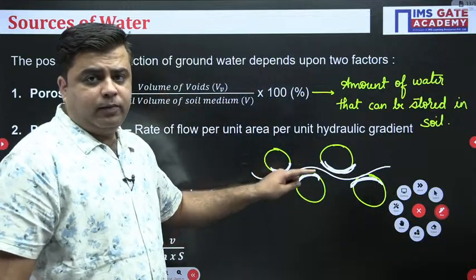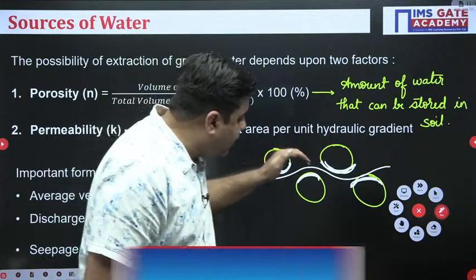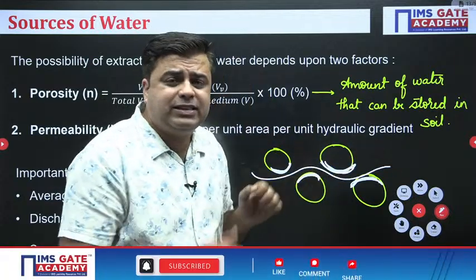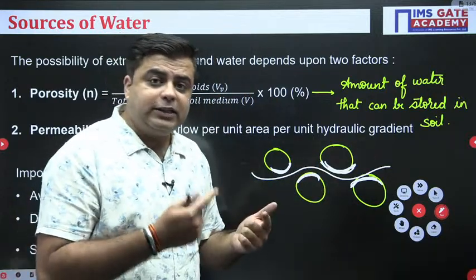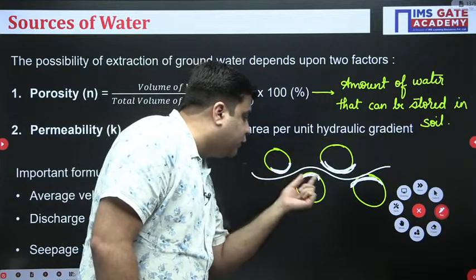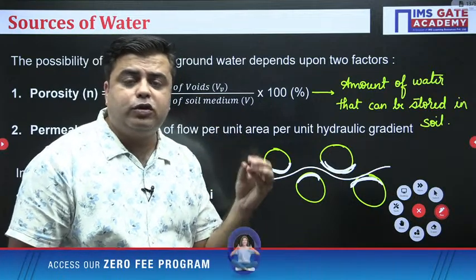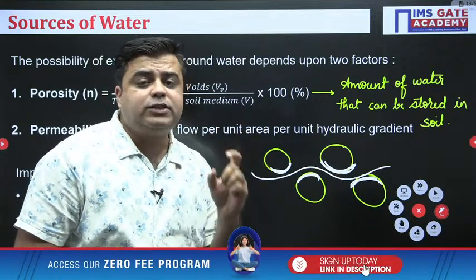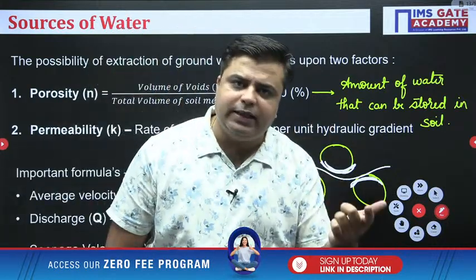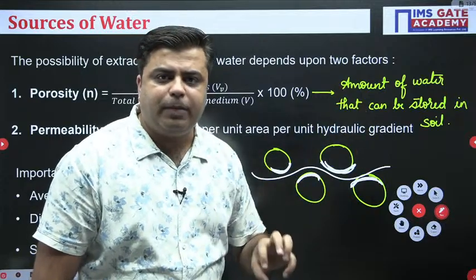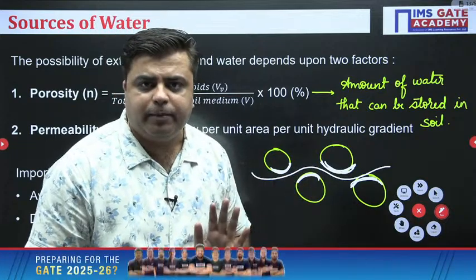More friction means less permeability. More friction means this water will experience more hindrance while flowing through the interconnecting voids. Means this permeability is a function of the surface area of the soil medium. And the property that we use to define the surface area of the soil medium is called specific surface area. Now, specific surface area can be defined either as the total surface area divided by weight of the soil medium, or total surface area divided by the volume of the soil medium.